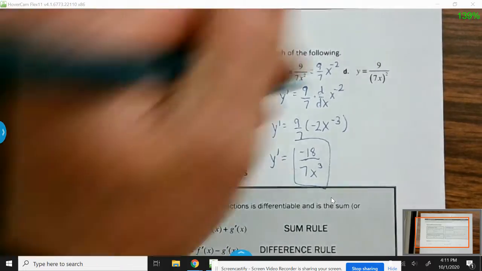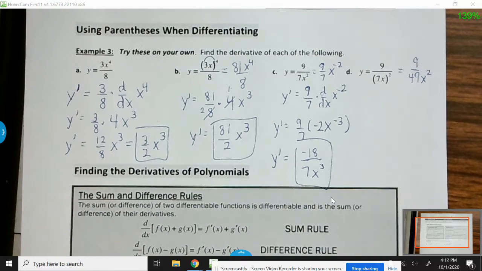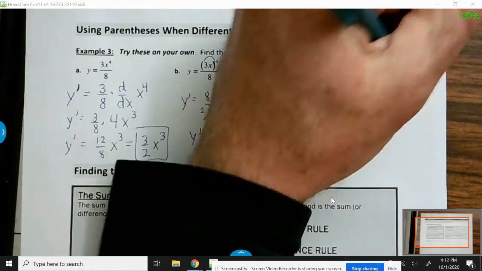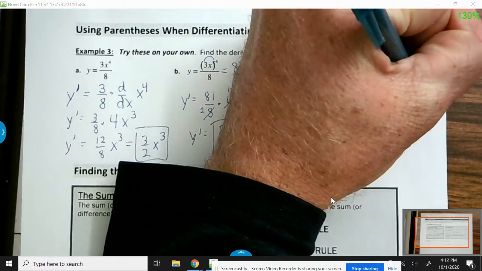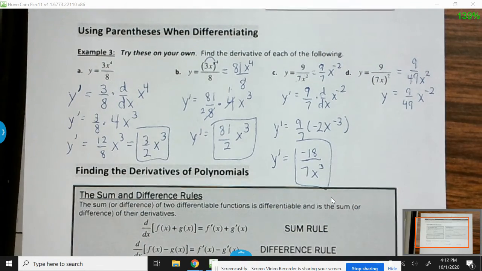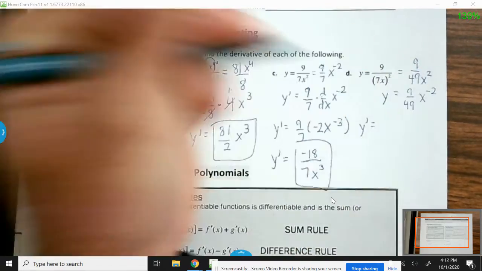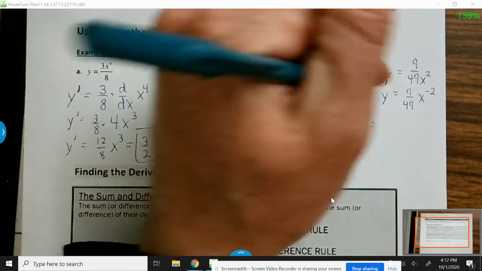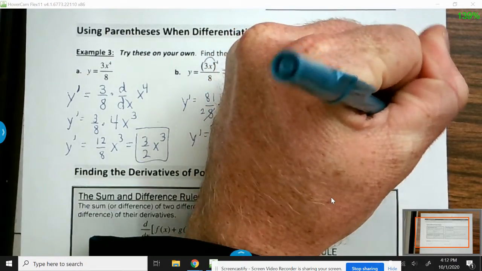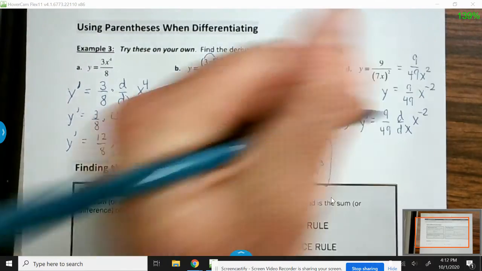Okay? Finally, the best way to start this one, everyone, 49x squared. The best way to start that one is by getting rid of the parentheses and really just working with this. 9 over 49x squared. Again, it's almost like we just have to set the table, right? I'm just rewriting y so that it's easiest to apply the power rule. Then y prime will become 9 over 49 times the derivative with respect to x of x to the negative second. So what's the derivative of x to the negative second?